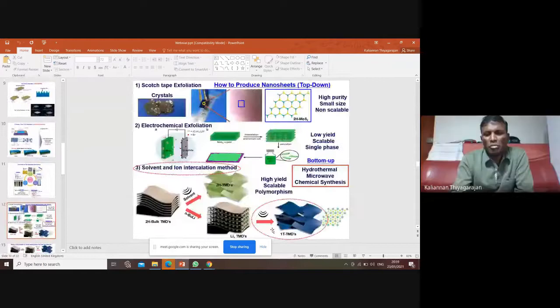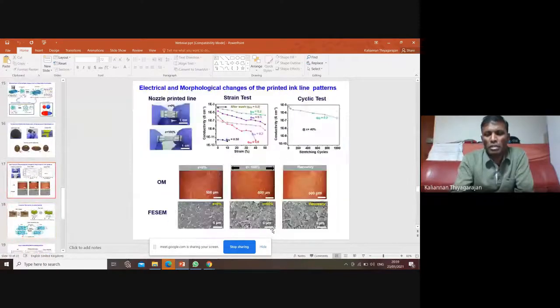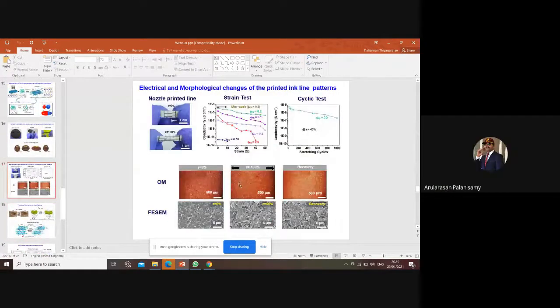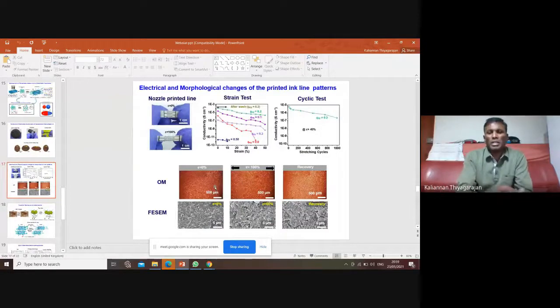Oh, in OM, it is not up. You are talking about here? Yes, sir. This one actually in OM, the resolution, see the scale bar is 500 micrometer, right? The crack is only like 1 micrometer, 2 micrometer. So it's impossible to see through this magnification. That's why in OM it is not visible. In SEM it is visible.